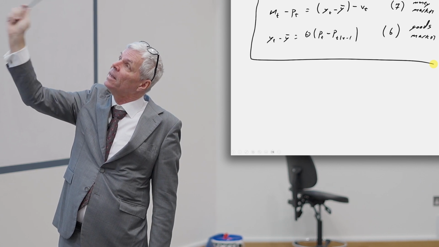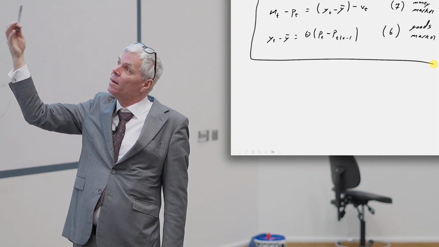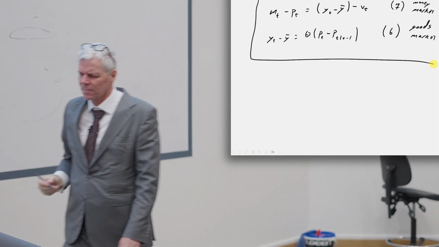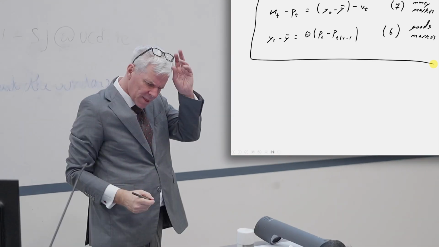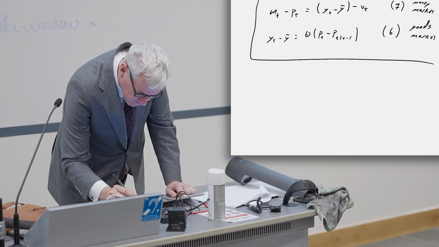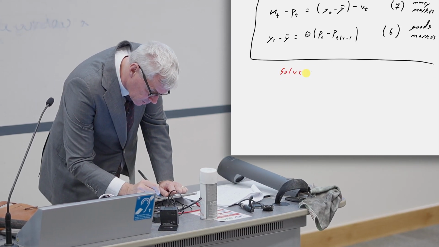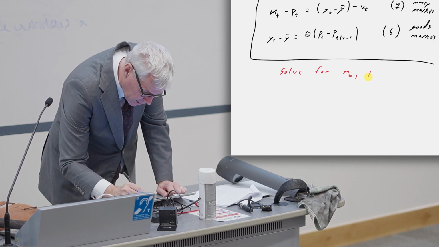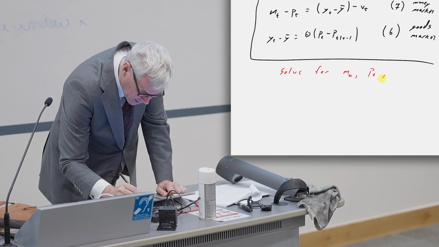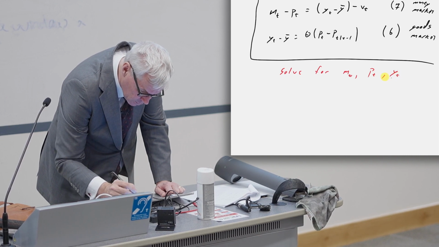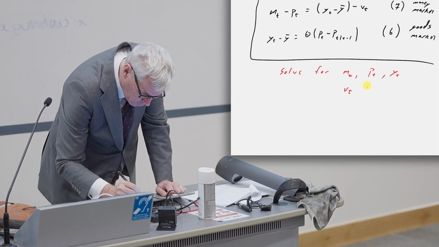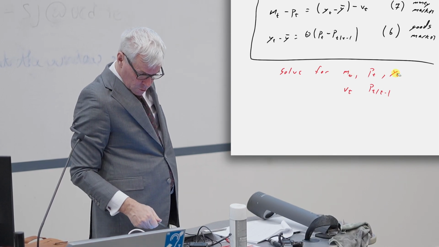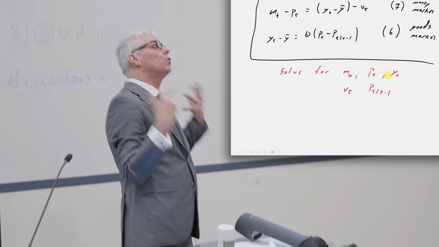Now, if money is high, that's going to affect prices as well. So we need to determine those two together, and it seems fine until you start thinking about it. You think, what do we need to solve for? Well, we have M_t that we don't know. We've got P_t that we don't know. We've got Y_t that we don't know. We've got V_t that we don't know. And we've got P_t given t minus 1 that we don't know. So we've got 1, 2, 3, 4, 5 variables, and we've got 2 equations.